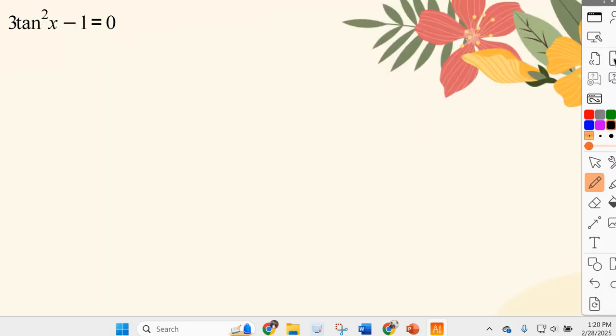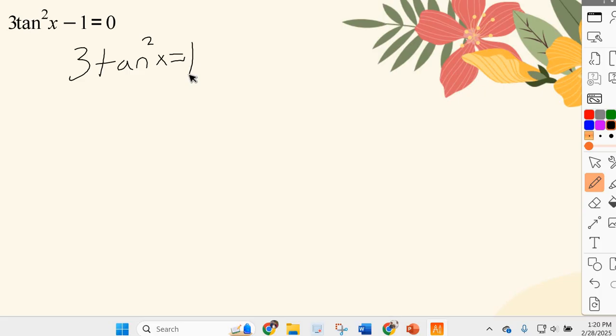Let's look at another one. What do we have going on here? We've got a tangent and we've got a squared. So what do we want to get rid of first? The 1. How do I know to get rid of the 1 first? We want the tangent by itself.